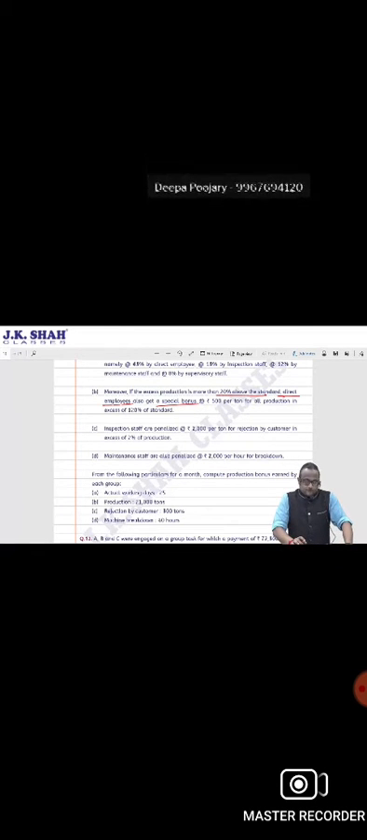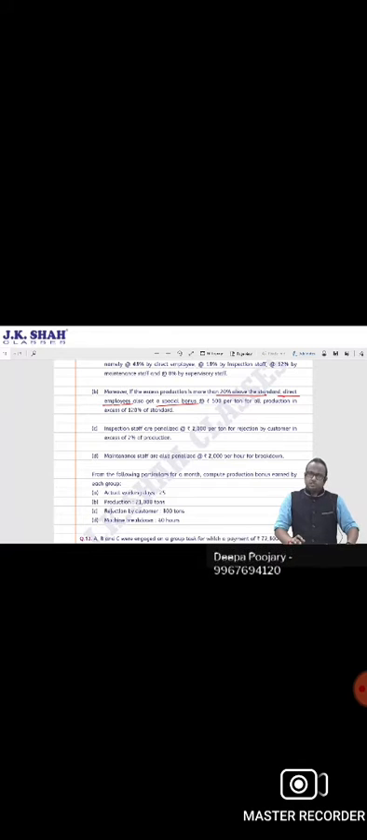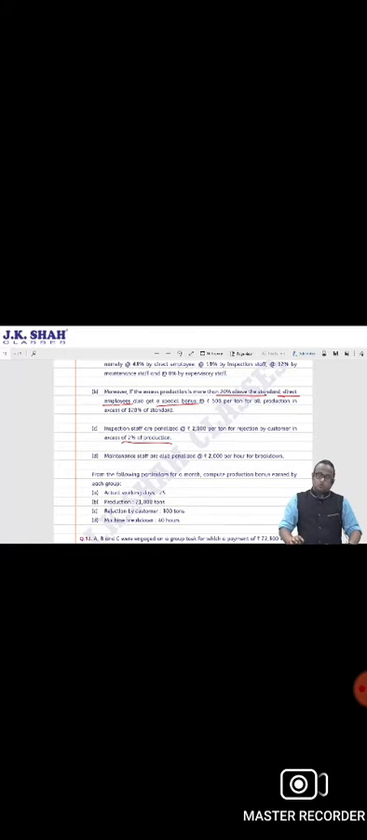Inspection staff is penalized 2,000 per ton for rejection by customers in excess of 2%. Now, if your product gets rejected, the inspection team is definitely responsible for that. That means they have not carried out their work properly. So they will be penalized at the rate of 2,000 per ton, provided the rejection is above 2%. See, 2% is accepted. It's a normal rejection. But if it is beyond 2%, for that excess rejection, the penalty will be charged on inspection staff.